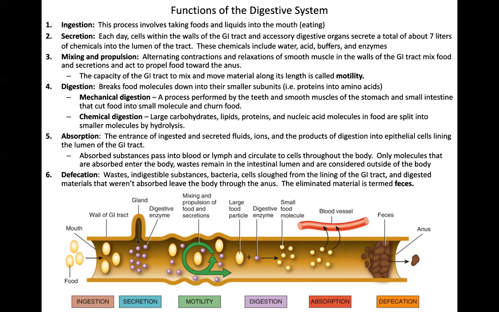And the entire reason that we do any of this is to absorb, which is where we allow the ingested and secreted fluids, ions, and products of digestion to enter the body, traveling through the wall of the stomach, through the wall of the intestines, and into the bloodstream, or in the case of fat, into the lymph, to then circulate to the cells throughout the body.